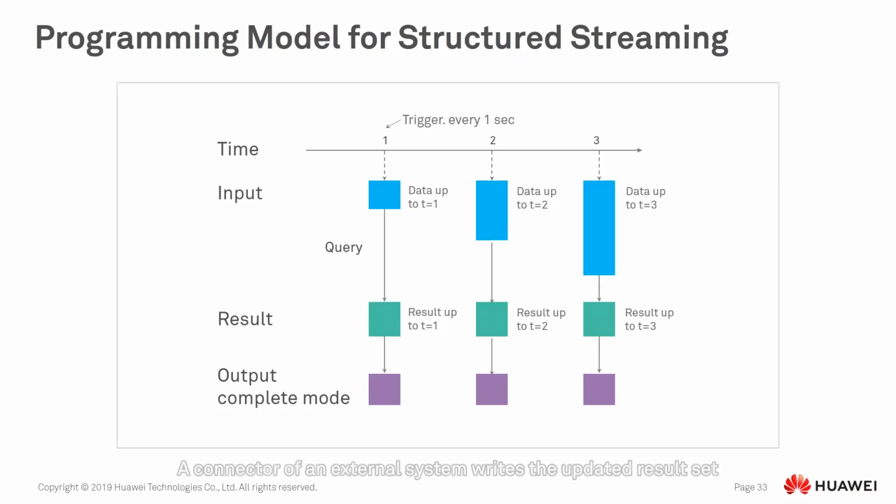For complete mode, a connector of an external system writes the updated result set into the external storage system. For append mode, if an interval is triggered, only added data in the result table will be written into an external system. This mode is applicable only to a result set that has already existed and will not be updated. For update mode, if an interval is triggered, only updated data in the result table will be written into an external system, which is the difference between the append mode and update mode.